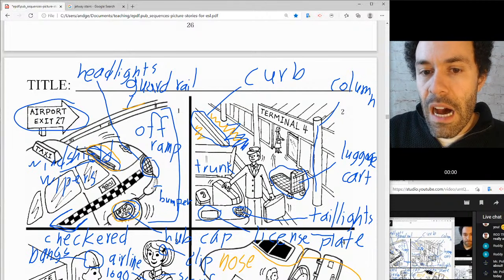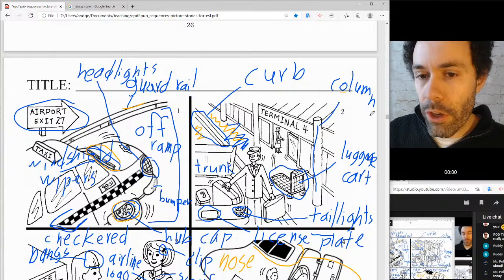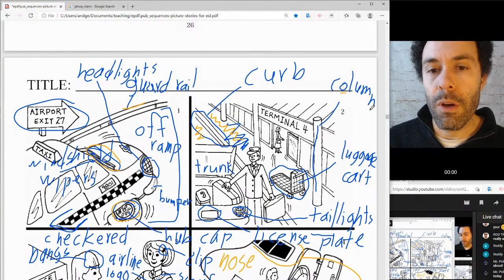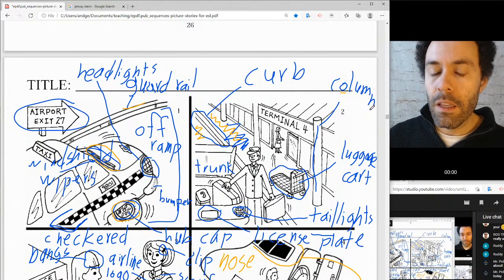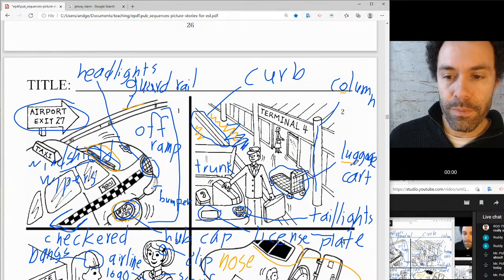Next up, you have a column. Notice that the O in column has an ah sound. Notice also that the N in column is not pronounced. It's just column. Also that schwa sound. So it's not column, it's column. Luggage cart, another compound noun. So make sure you're stressing luggage. Okay.